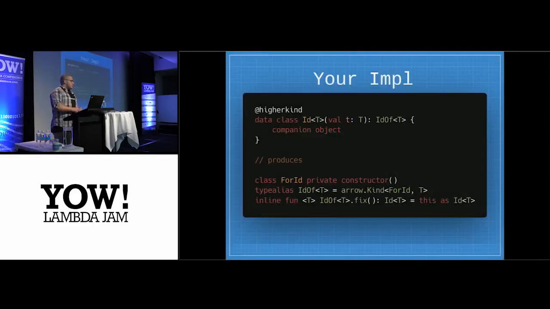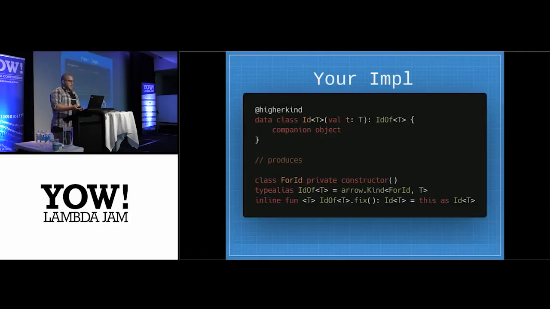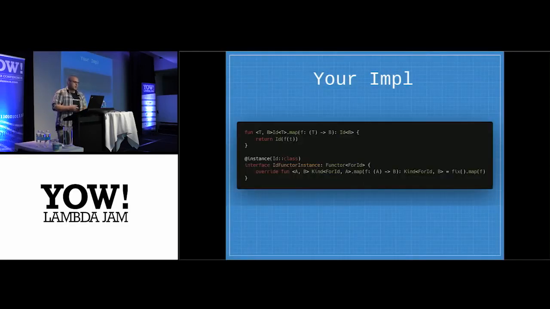Now, instead of us needing to do all of the plumbing from before, defining ForId and IdOf and the kinds and all that kind of stuff, Arrow ships a higher kind decorator that takes care of all of that code gen for you. So it creates the kind, it creates the brand, it creates the plumbing, it does all of that stuff that ties everything together. So we take the class that we've defined in this step, where we have a class Id. Id is generic in T, it belongs to IdOf, and it has a companion object, and it generates out ForId, the private constructor, IdOf, and the fix function. So now we can use this with the type class that we've defined.